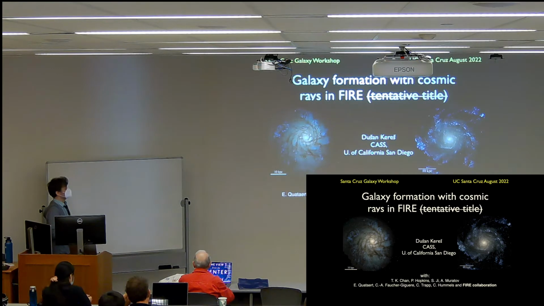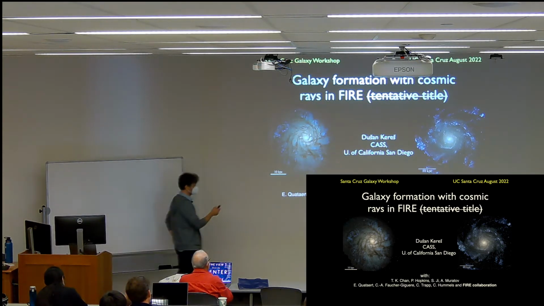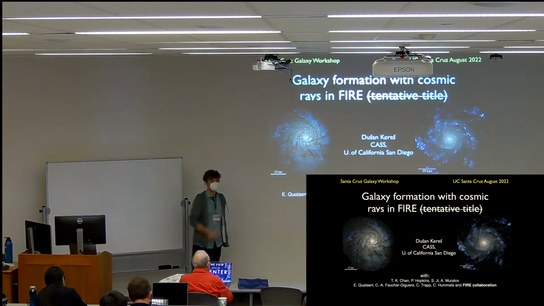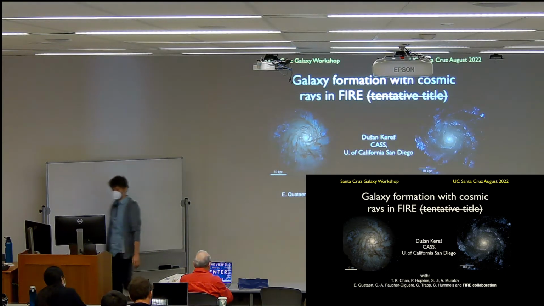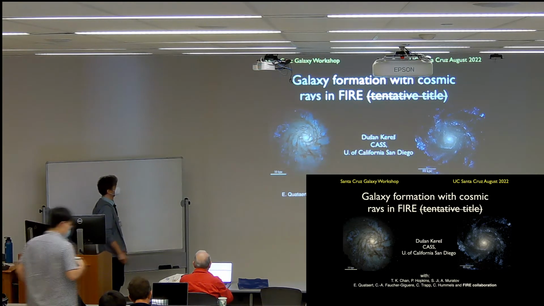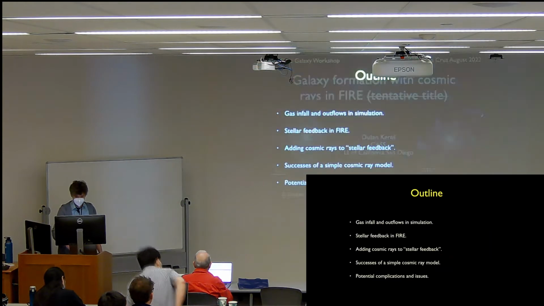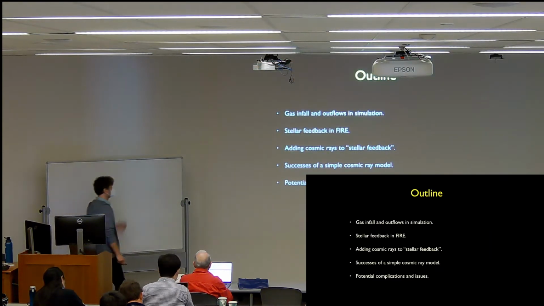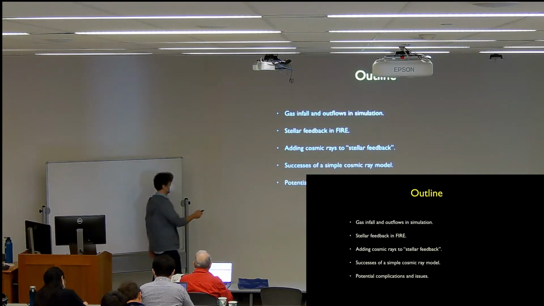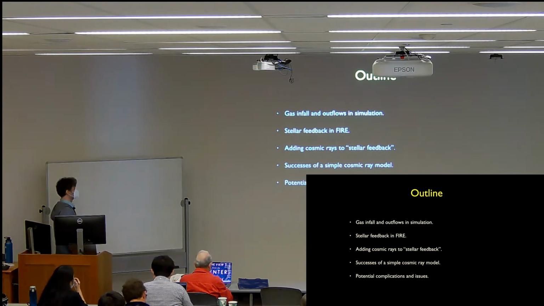All right, so just a brief outline. I will try to go fast through the first half and then slow down in the second half. I'll try to motivate inflows and outflows in simulations and what we have known for many, many years. Then I'll talk a little bit about stellar feedback in FIRE and adding cosmic rays into the mix of stellar feedback. Discuss successes of the simple cosmic ray model and then potential complications and issues, just to say that we don't really know the true answer yet.